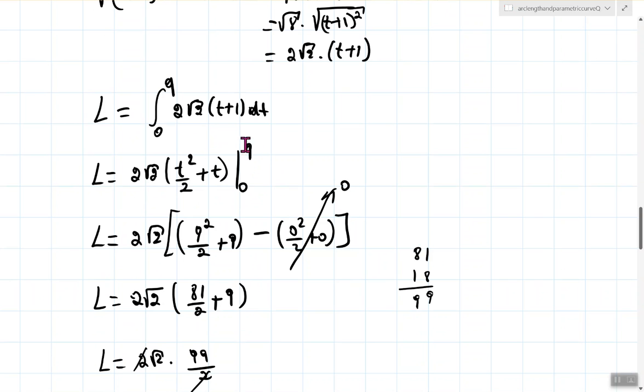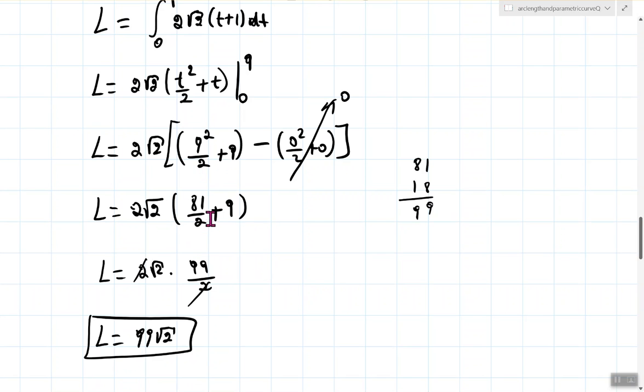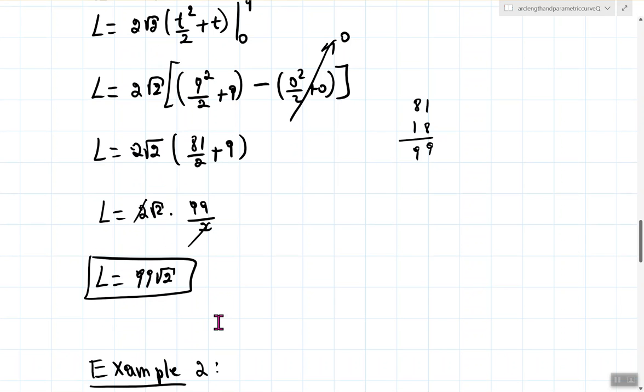First, you plug in the upper limit of integration. So you plug in 9 for t into this expression, minus, then you plug in 0 for t into the same expression. But all of those are just a bunch of zeros. So you get 9 squared over 2, which is 81 over 2, plus 9. Find a common denominator, you get 99 over 2. And then times 2 square root of 2. Simplify it till you get the answer. So L is 99 times the square root of 2.